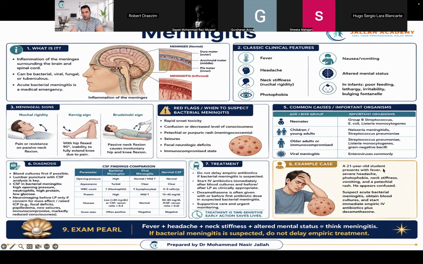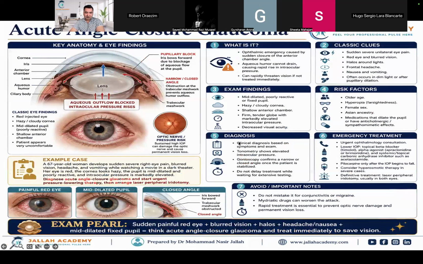So a 21-year-old student presents with fever, severe headache, photophobia, neck stiffness, vomiting, and petechial rash. He appears confused. Suspect acute bacterial meningitis, obtain blood culture, and start immediate empiric IV antibiotic plus dexamethasone. Dexamethasone is for inflammation.